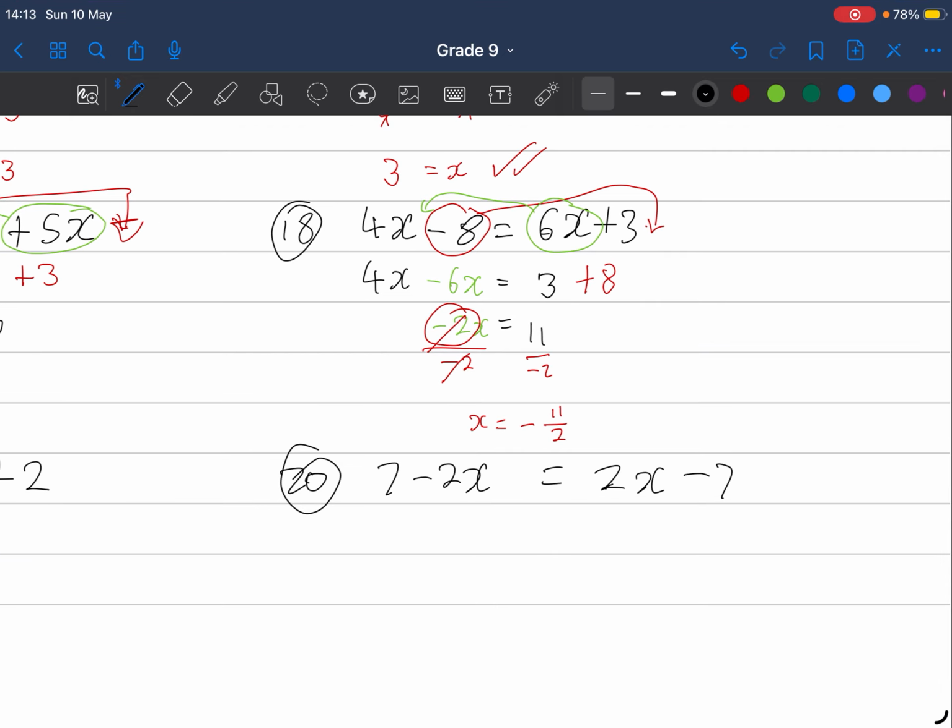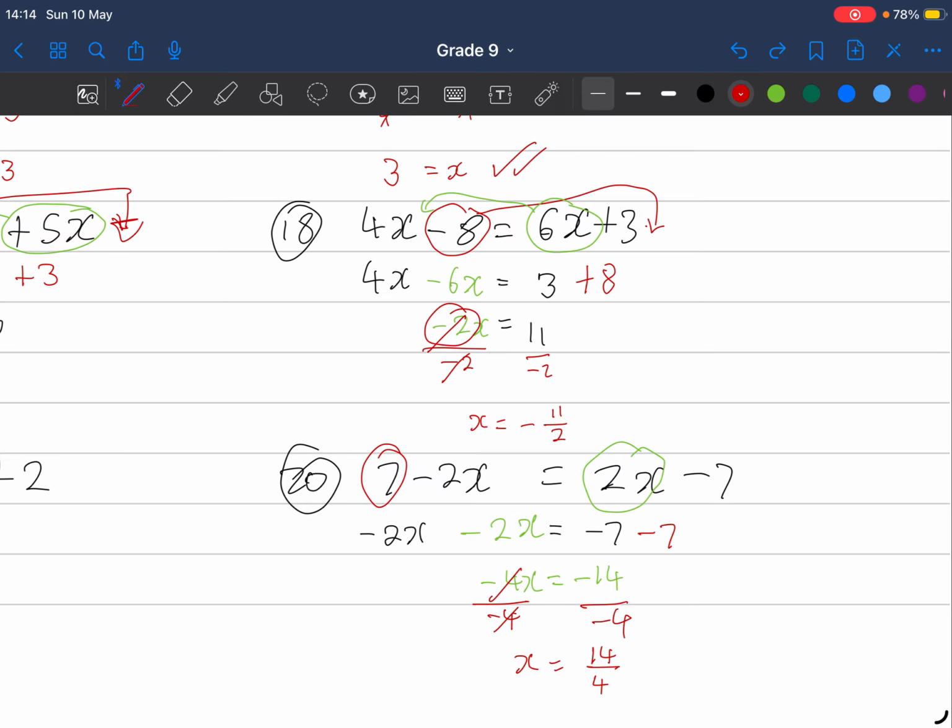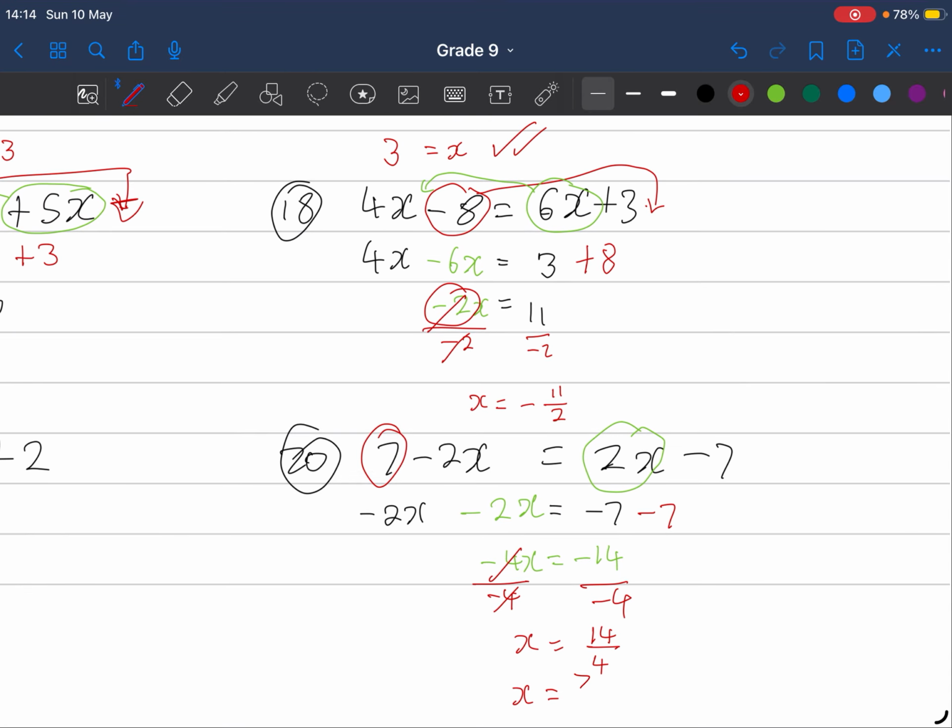Pause this one and try it. Equals negative 2x. I'm going to bring that down, and negative 7, I'm going to bring that down. This needs to move and become another negative 7, and this needs to move and become a negative 2x. That means I have negative 4x equals to negative 14. Divide both by negative 4, and x is equal to positive, because negative divided by negative is positive, and well, 14 over 4. Or if you simplify that fraction, it's 7 over 2.